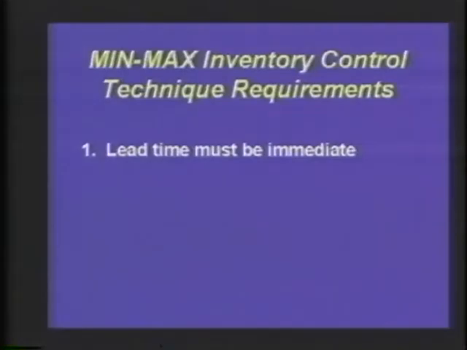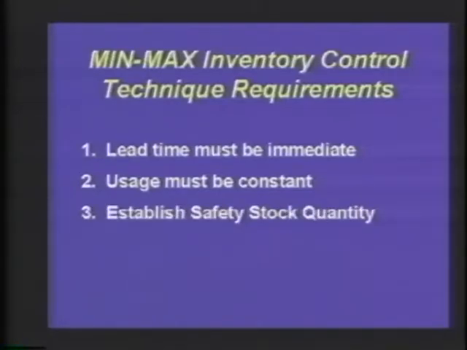Now, moving on to the next exhibit, page number 29, we're going to talk about the min-max system. There are some basic requirements for the min-max system. Number 1, the lead time must be immediate. Number 2, usage must be constant. If I use 1 a month, that's constant usage. Step 3 is the establishment of safety stock.